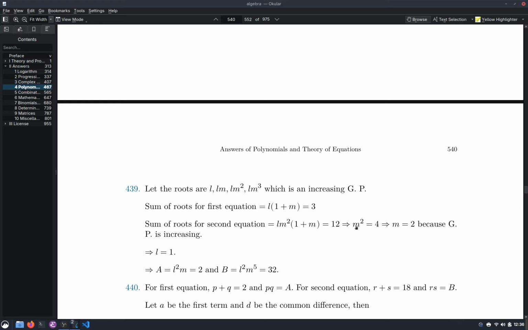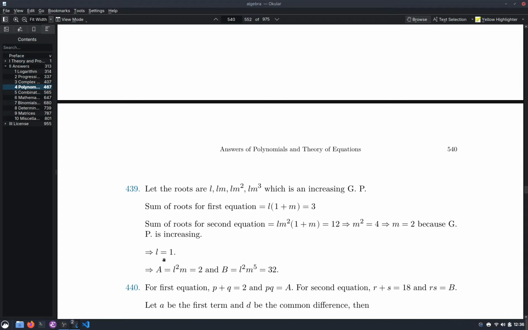So we get m square is equal to 4. 1 plus m will get cancelled, L will get cancelled. So m square is equal to 4. 12 by 3 is 4. So m is equal to 2 because GP is increasing. It can't be minus 2. Once we have m is equal to 2, we substitute here and we get L is equal to 1.